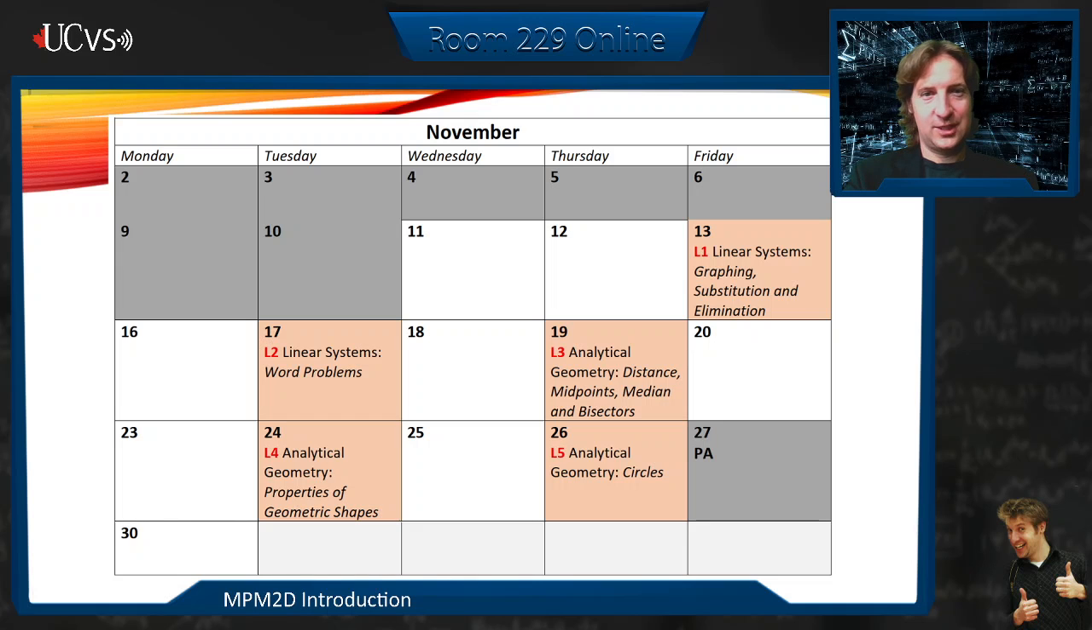Quickly, this is what November is going to look like. So on Friday, we're going to have our first lesson due. And then next week, Tuesday, Thursday, 2 lessons are due. And then the next Tuesday, Thursday lessons are due as well. November 27th is a PA day. Not sure what that exactly means for virtual school PA days, but okay.